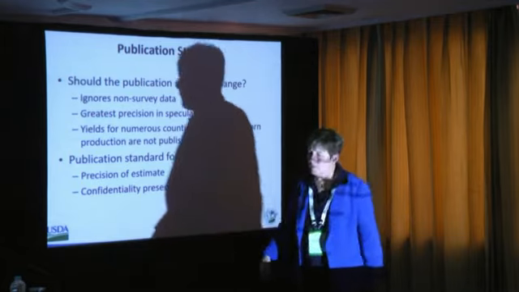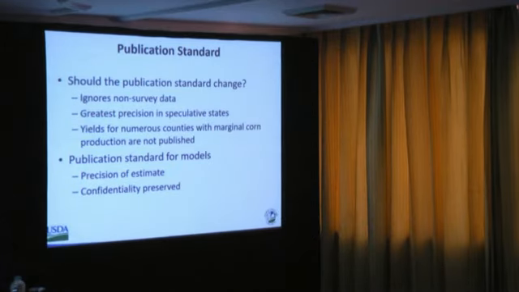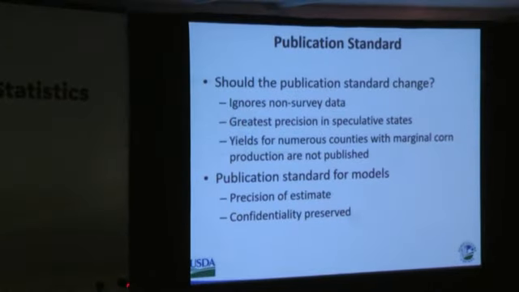Now, the question naturally arises: if we're doing all this modeling, borrowing information on yield across space, do we really need a publication standard based on the survey? Because we're totally ignoring the non-survey data. We have the greatest precision in the speculative states, which is appropriate because they're the greatest producers. But could we think about taking more of the data in the states with marginal production so that we could do more publication of those counties?